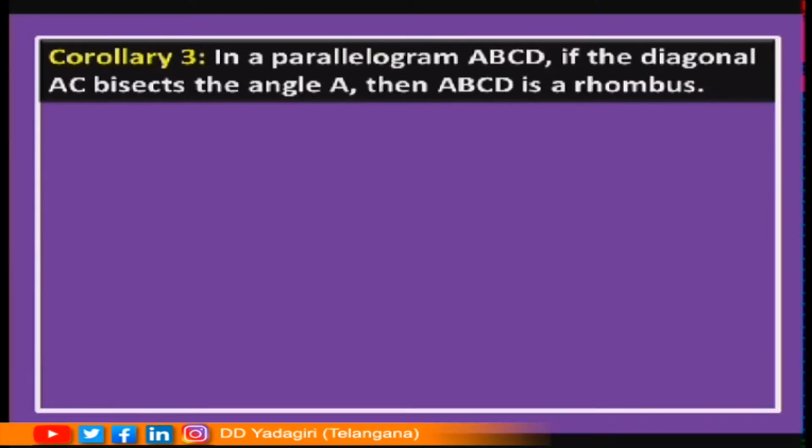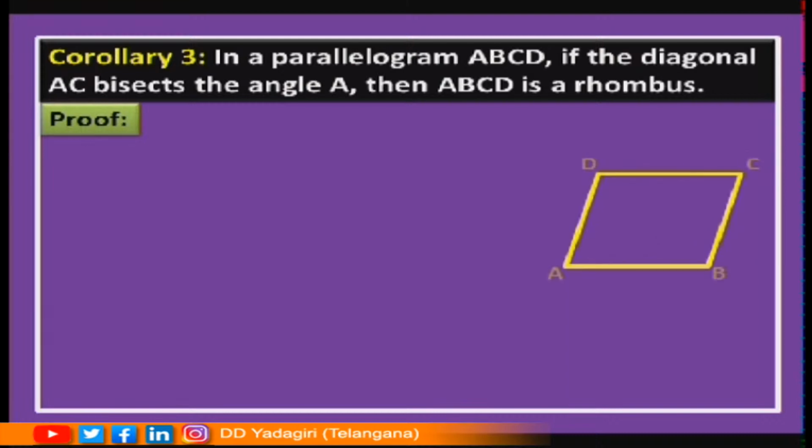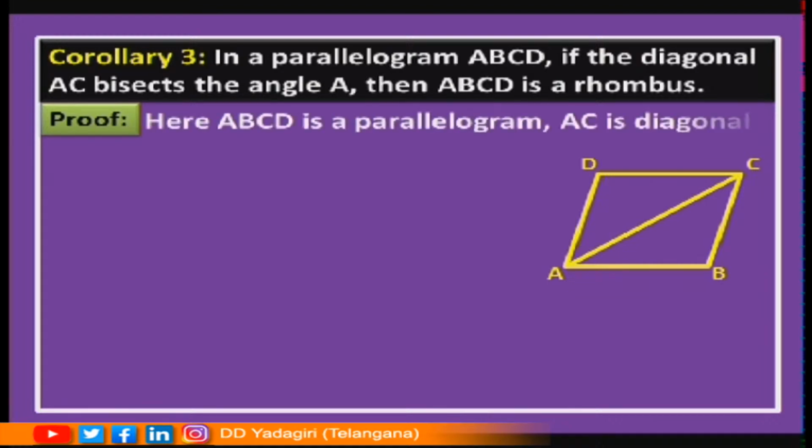Children, we have seen two of the corollaries and we have proved the statements given in them. Now, let us move on to our next corollary. In a parallelogram ABCD, if the diagonal AC bisects angle A, then ABCD is a rhombus. Let us prove this statement, children. Let us consider the parallelogram ABCD, and what is given, children? Yes, AC is bisecting the angle A. Here you can see AC, this is the diagonal.